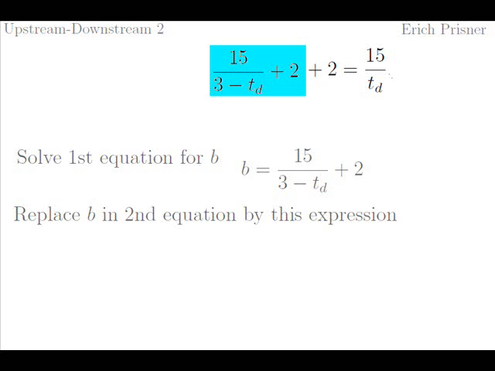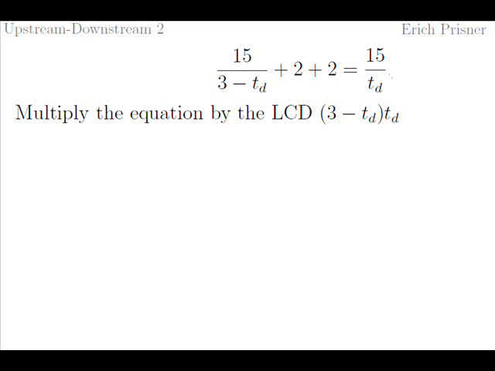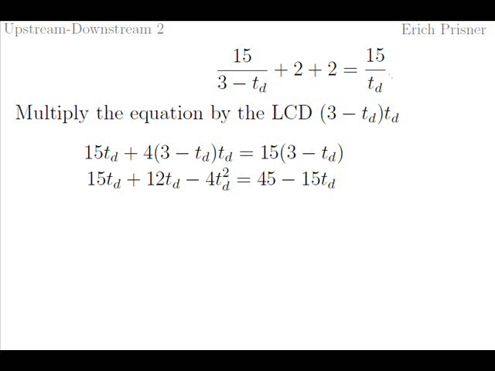We simplify the 2 plus 2 as 4 and multiply the equation by the LCD, which is 3 minus td in parentheses times td, to get 15 td plus 4 times 3 minus td in parentheses times td equals 15 times 3 minus td in parentheses. Or if you distribute, 15 td plus 12 td minus 4 td squared equals 45 minus 15 td, or collecting like terms, 0 equals 4 td squared minus 42 td plus 45. So we have a quadratic equation.